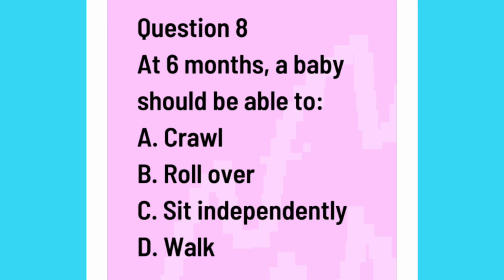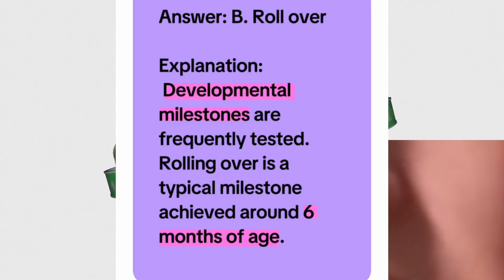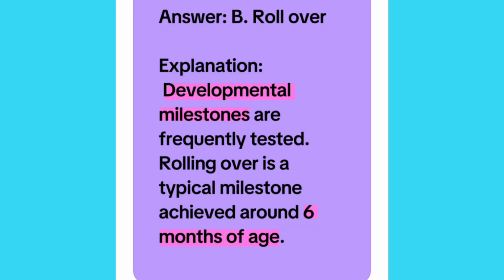Question 8, pediatric development milestones. At 6 months, a baby should be able to A, crawl. B, roll over. C, sit independently. D, walk. B, roll over. Developmental milestones are frequently tested.